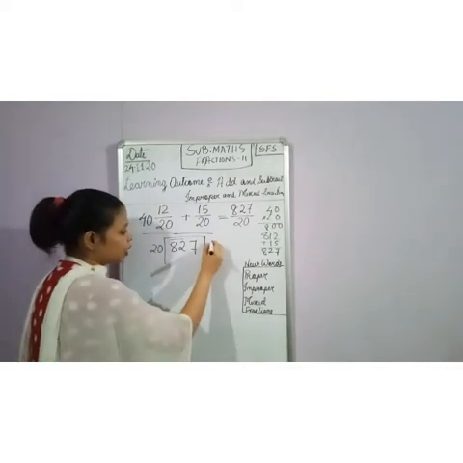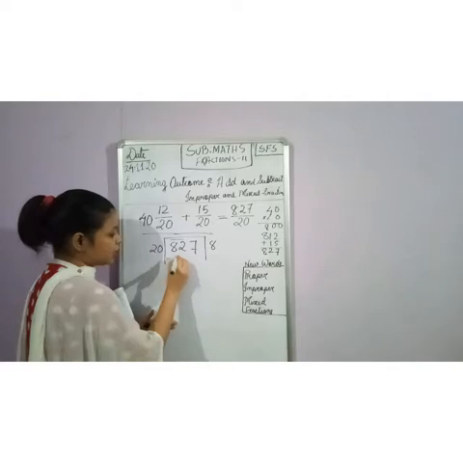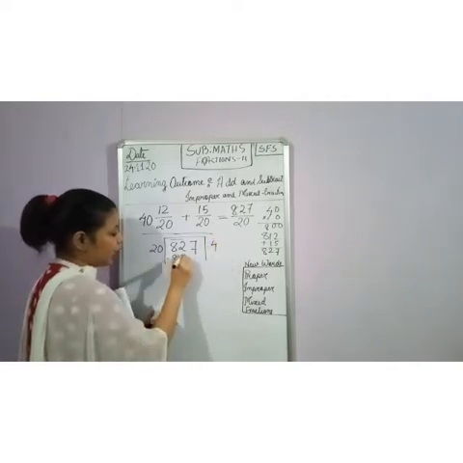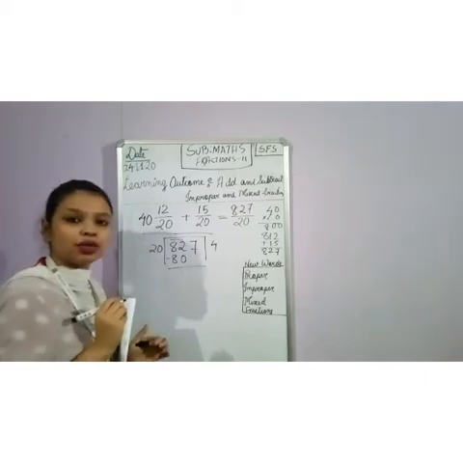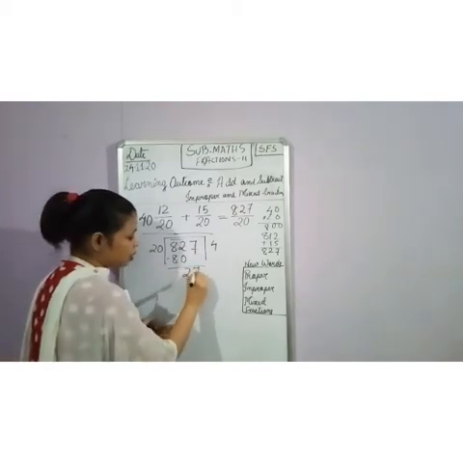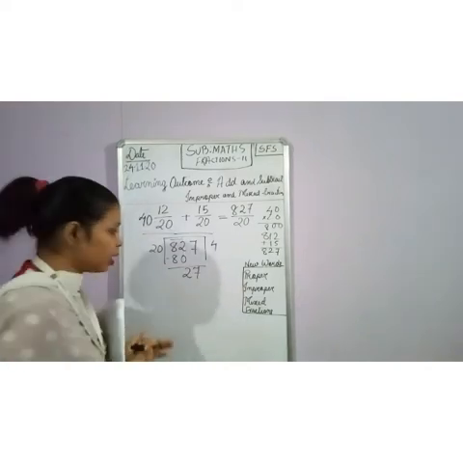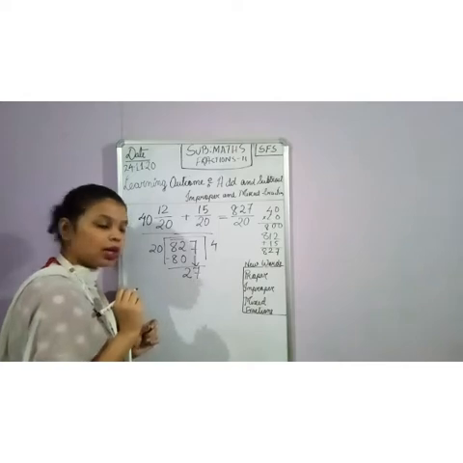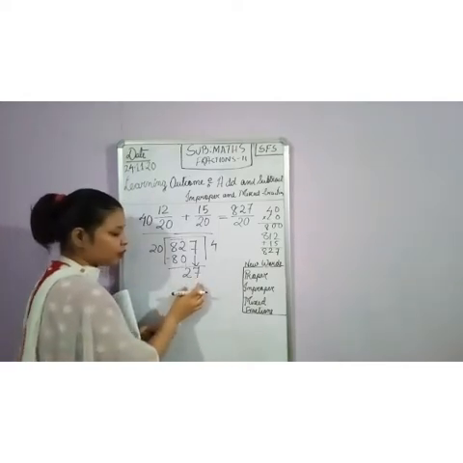Now with what number can we divide the number? 20 into 4, we will get 80. 80 is closest to 82. Now 2 will come down and 7. Okay, 2 minus 0, 2. The 7 will come down. Now we have got 27.